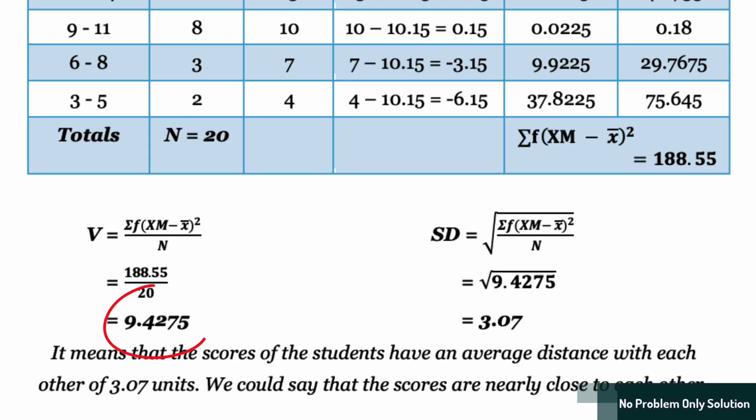variance. And it is 9.4275. And for our final move, we take the square root of that variance. This gives us our standard deviation of just 3.07.